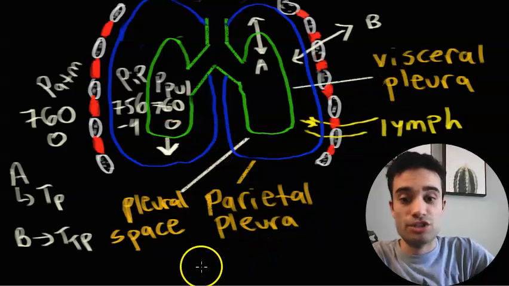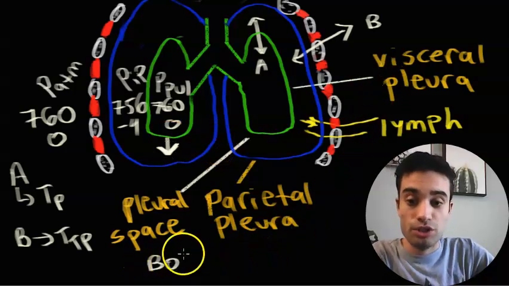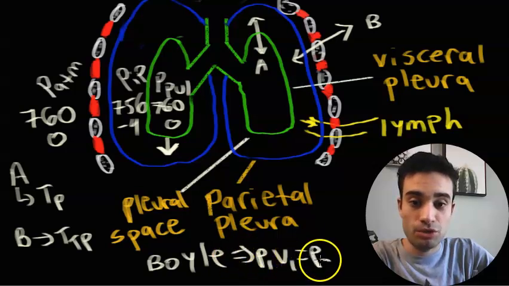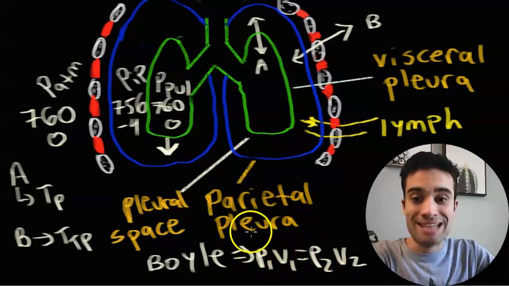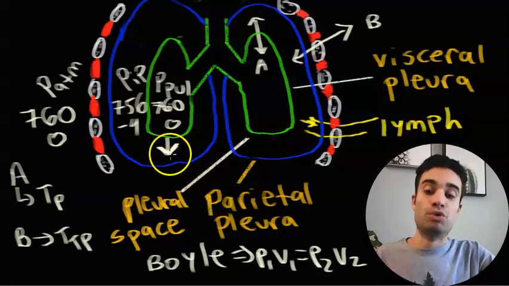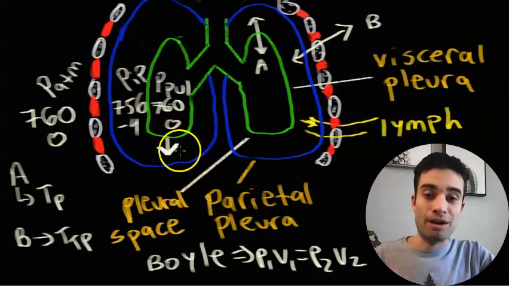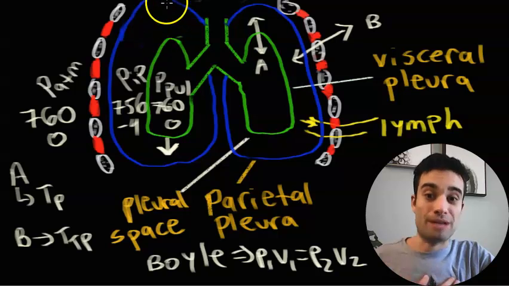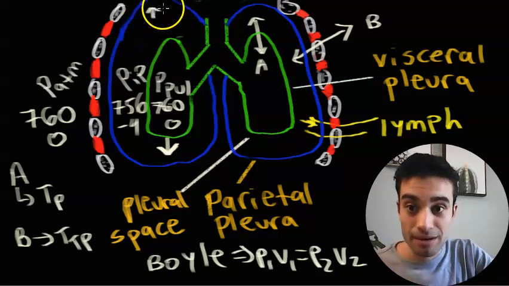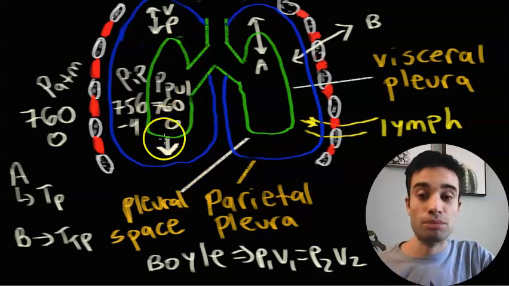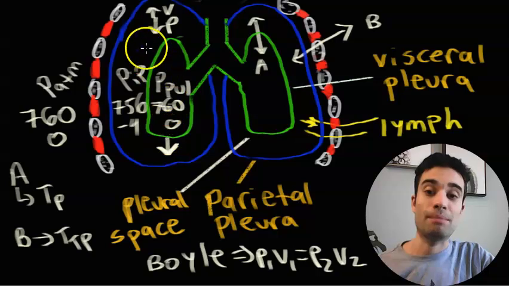And there is a nice relationship called Boyle's law, which states that P1V1 equals P2V2. So as I decrease the volume, the pressure goes up. They're inversely proportional. So the pressure at the bottom is slightly higher than the pressure at the top. At the top, the volume goes up and the pressure goes down. So because of gravity, the intrapleural pressure is slightly greater at the bottom than at the top.